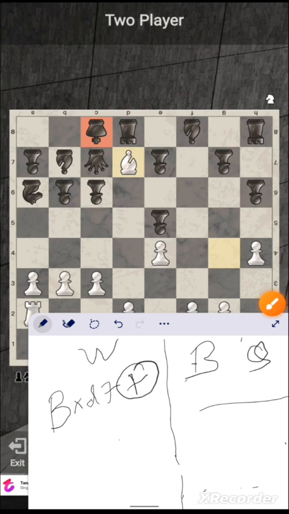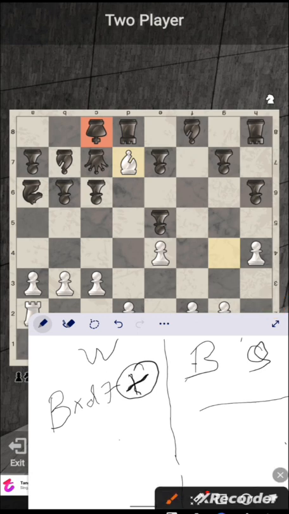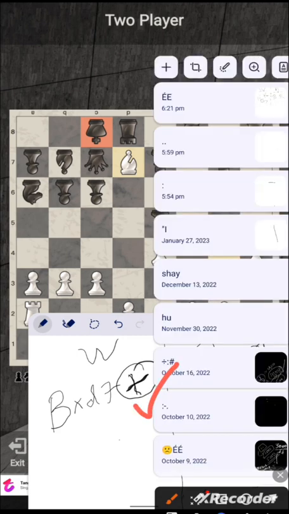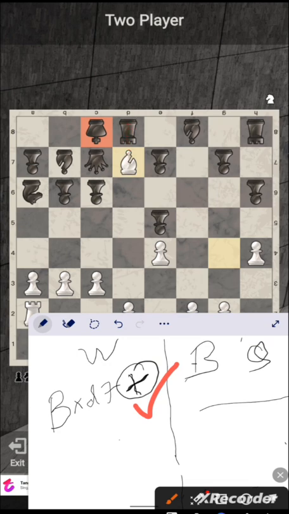A plus sign is used to represent check. So with the plus sign, check is represented. This is how you represent check, with a plus sign. The bishop has done a capture before giving this check, so that's why X, the bishop is represented with B, and the bishop is currently on the D7 square.